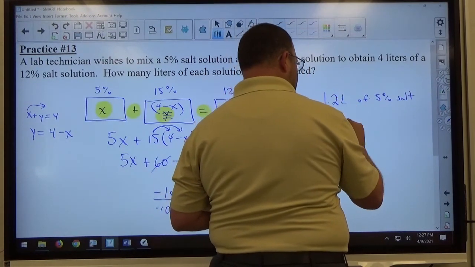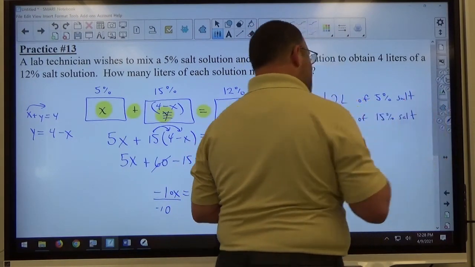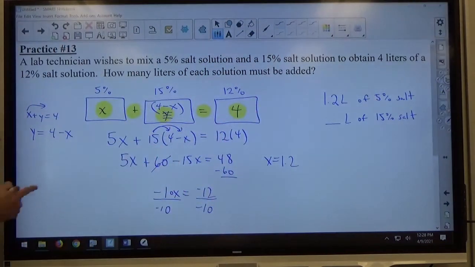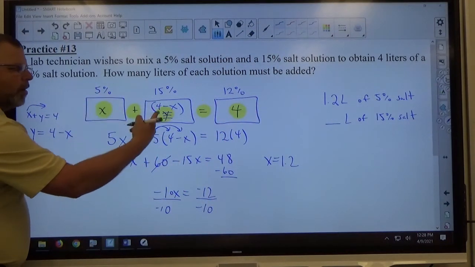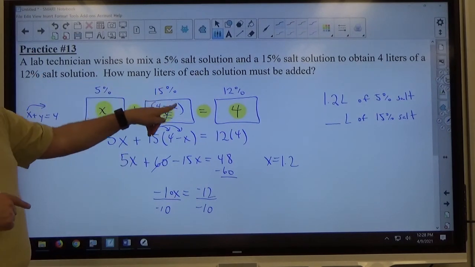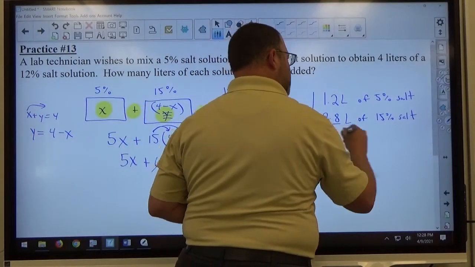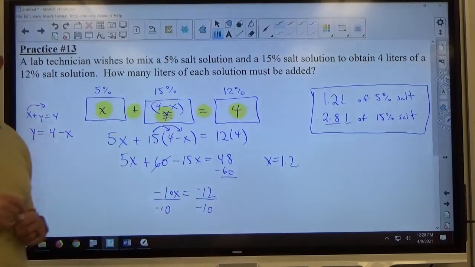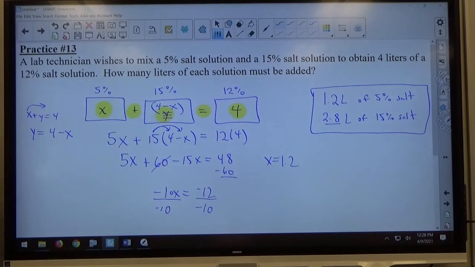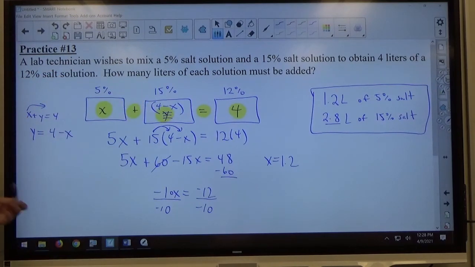And then we're going to have some number of liters of 15% salt as well. To get that number, this is x in the 5% box. We have 4 minus x in the 15% box. So to get that, I simply have to do 4 minus 1.2. That would be 2.8 liters of 15% salt. So when you're doing chemical mixture problems, you're going to get answers looking like this. This much of this thing, this much of that thing. Don't just give a number answer. Tell me this much unit of this percent of substance.